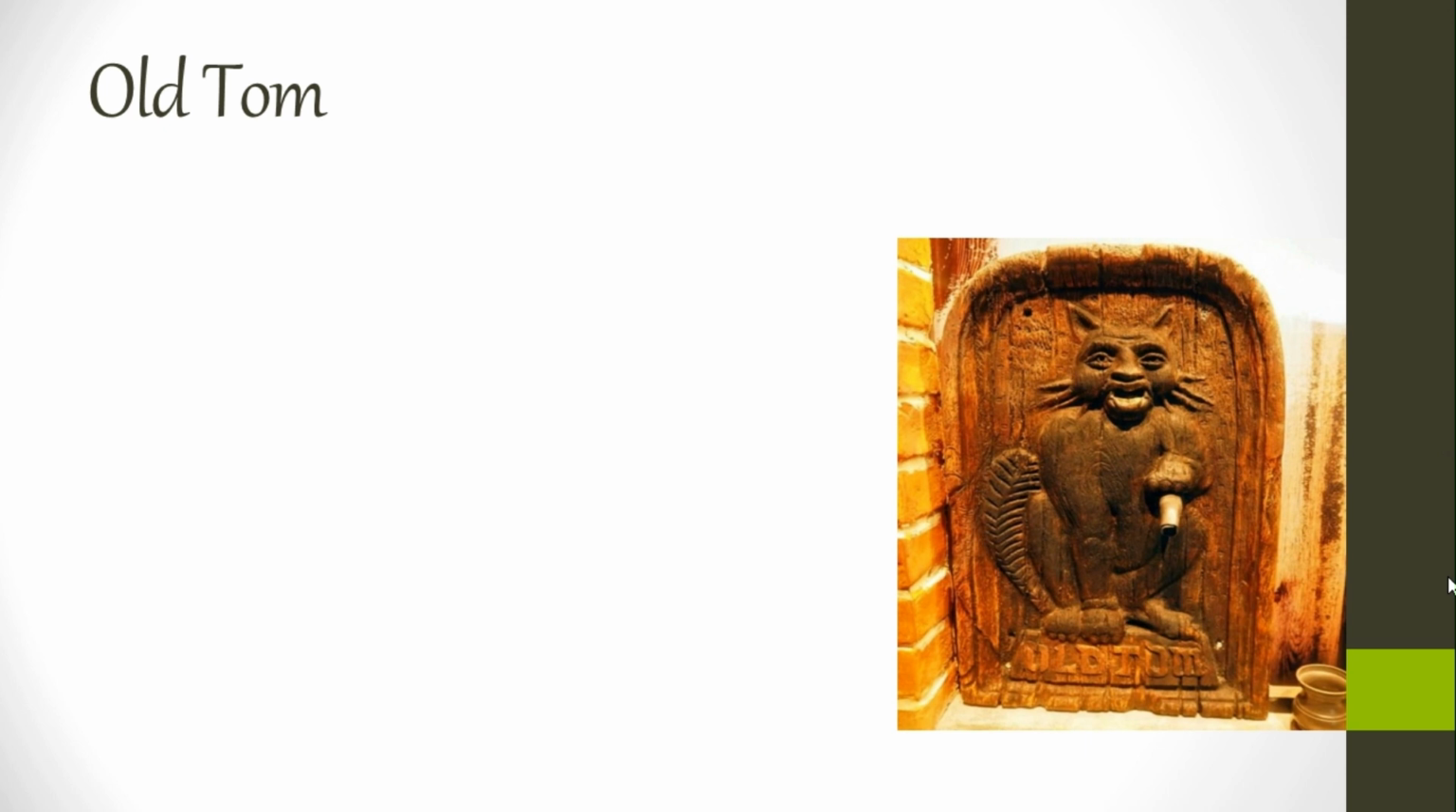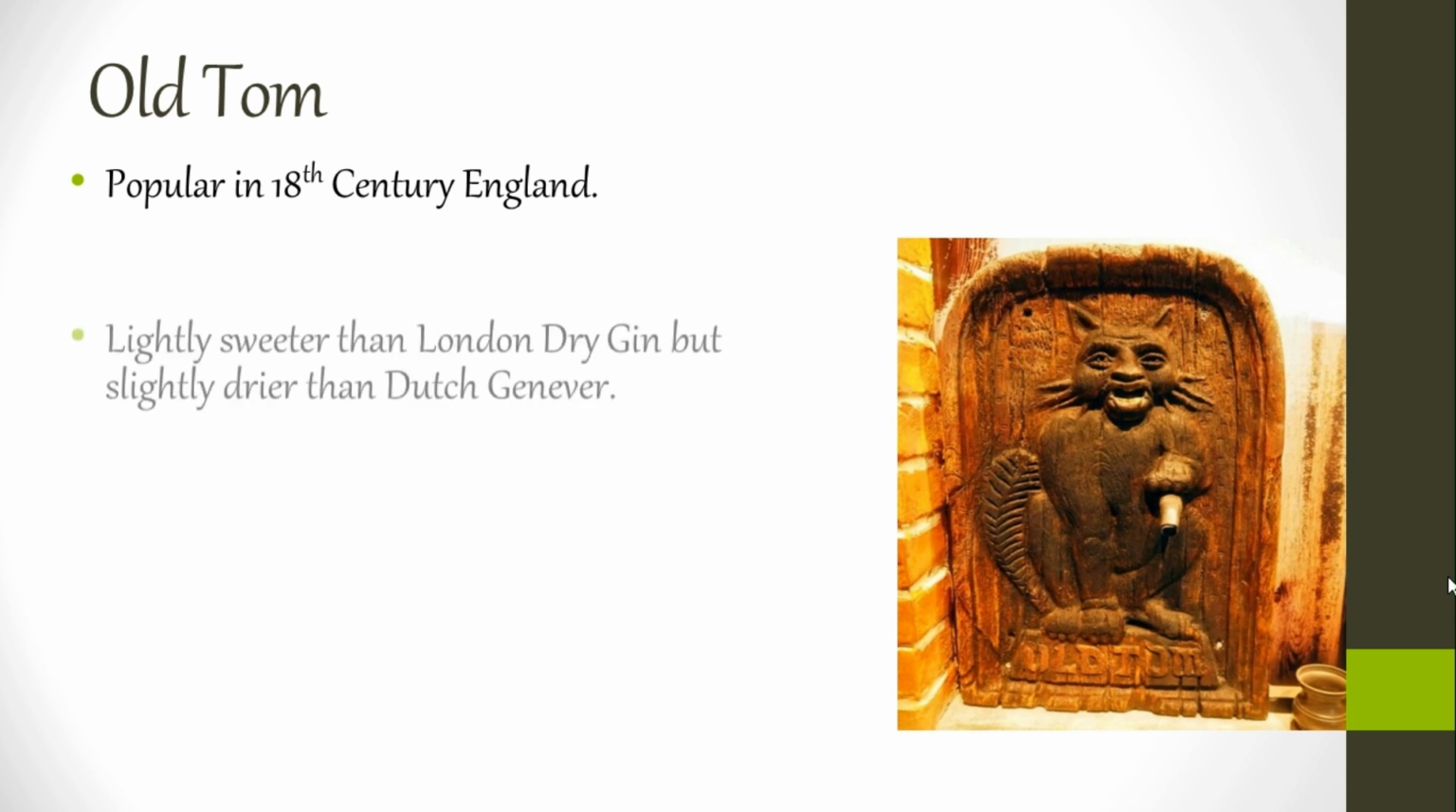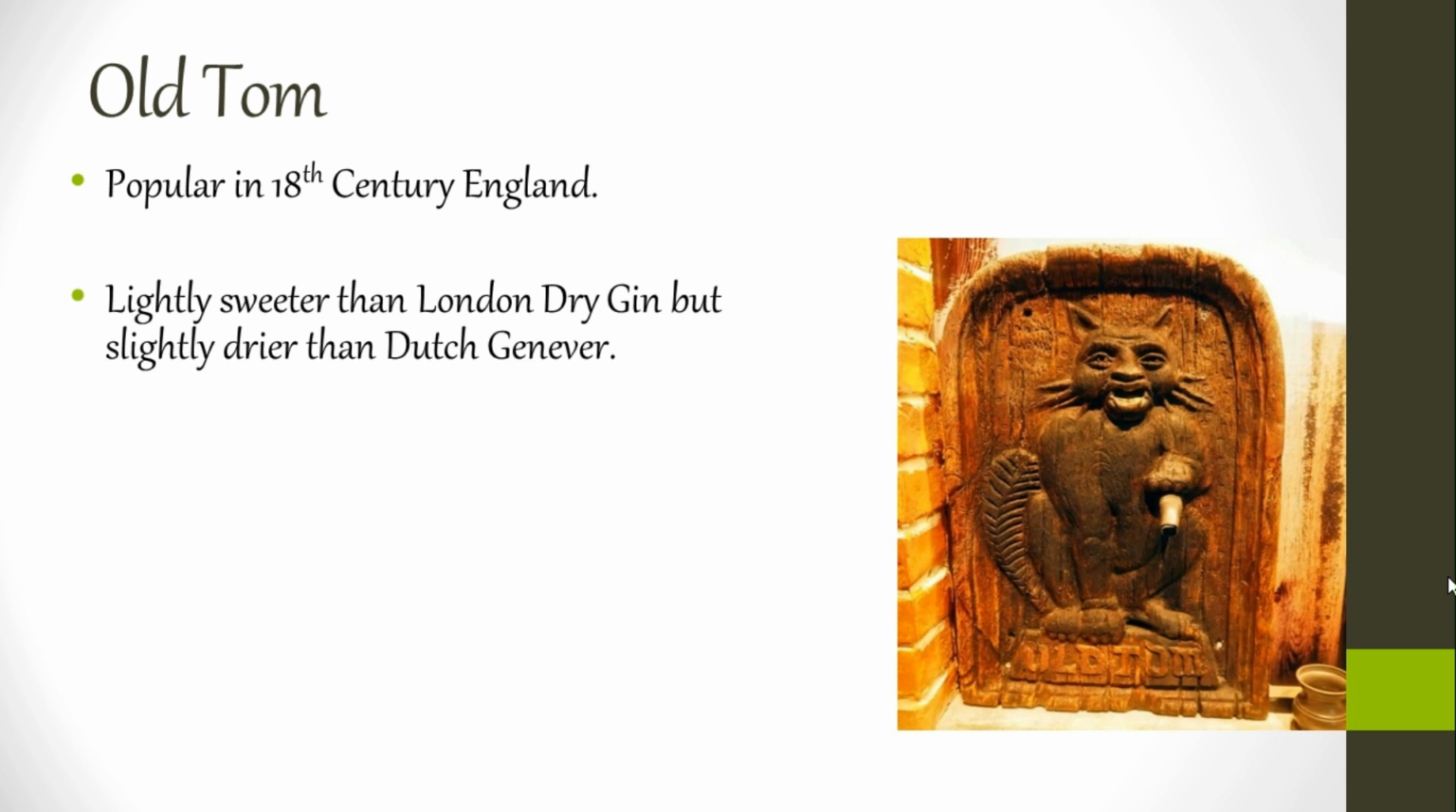The next style of gin is Old Tom. Many producers are making it now. It was popular in 18th century England. In England, it was very famous, and it is slightly sweeter than London dry gin, but slightly drier than Dutch Juniper.